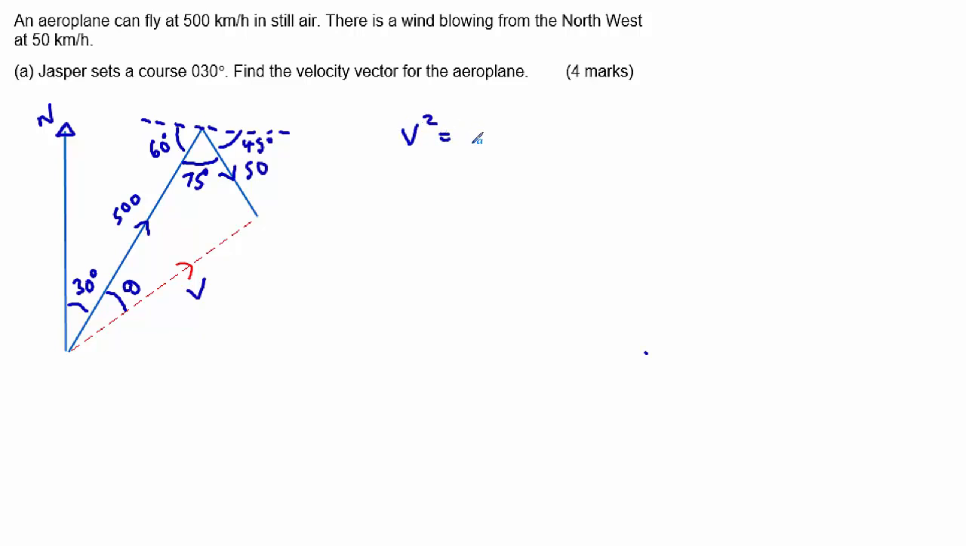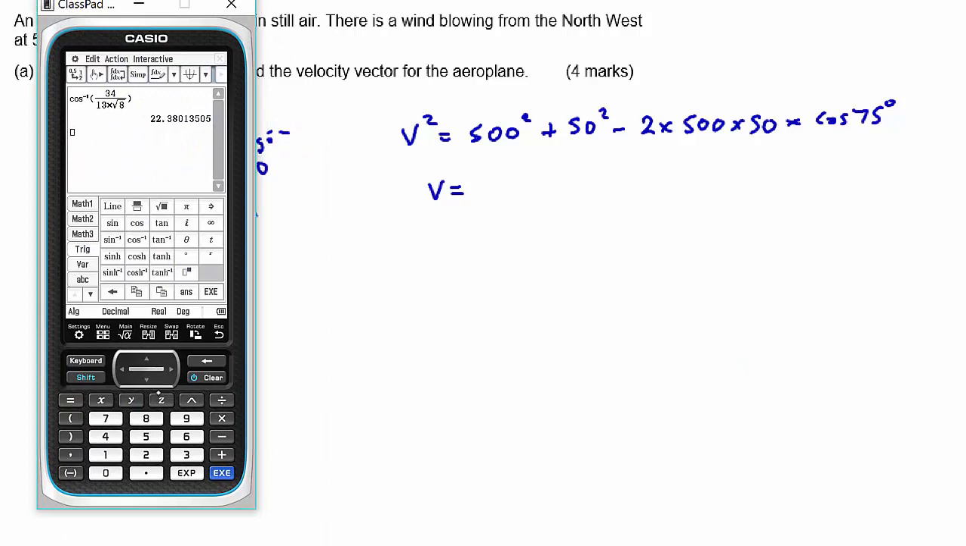So to get v, we're going to use the cosine rule. So v squared equals 500 squared add 50 squared, minus 2 times 500 times 50 times cos 75 degrees. And so we can find v. So we've got 500 squared add 50 squared minus 2 times 500 times 50 times the cosine of 75, and we want to square root that answer. So that's 489.